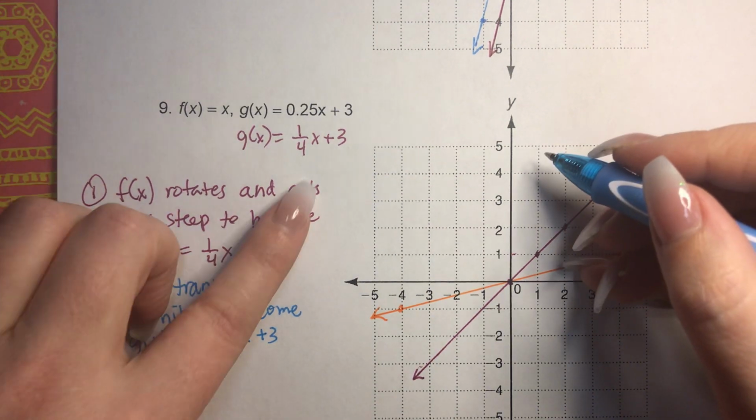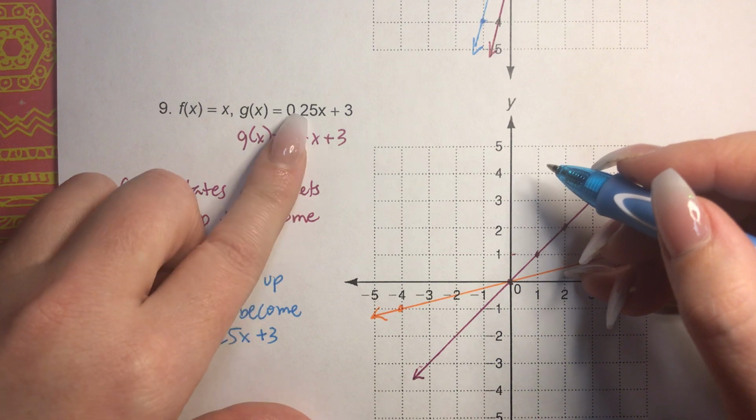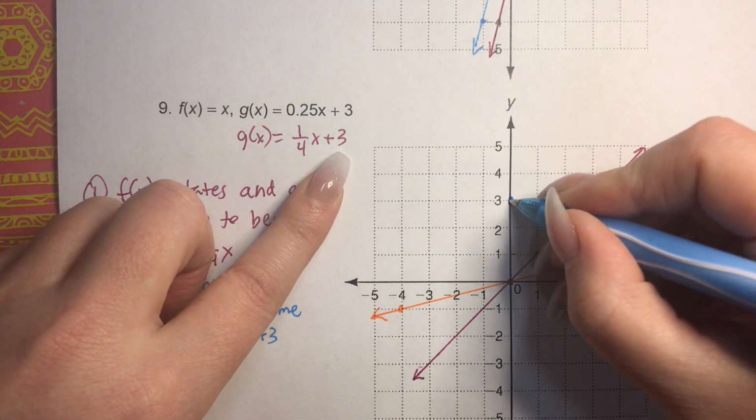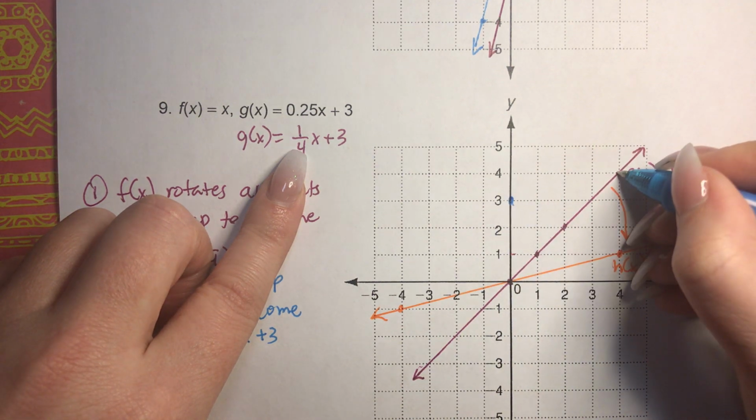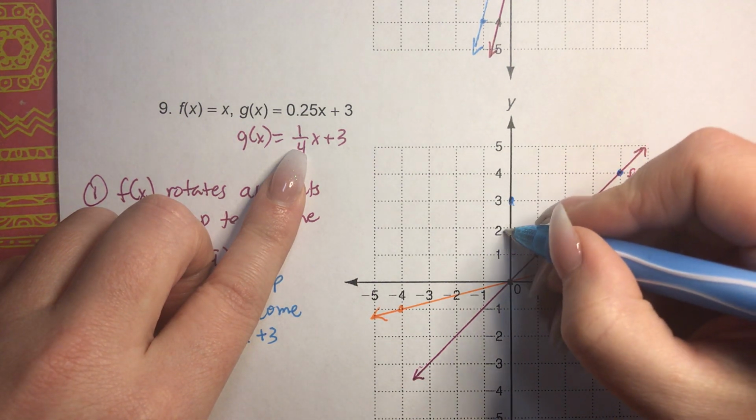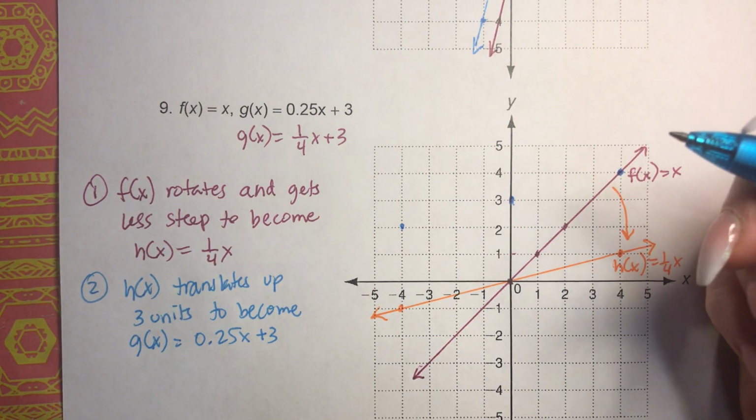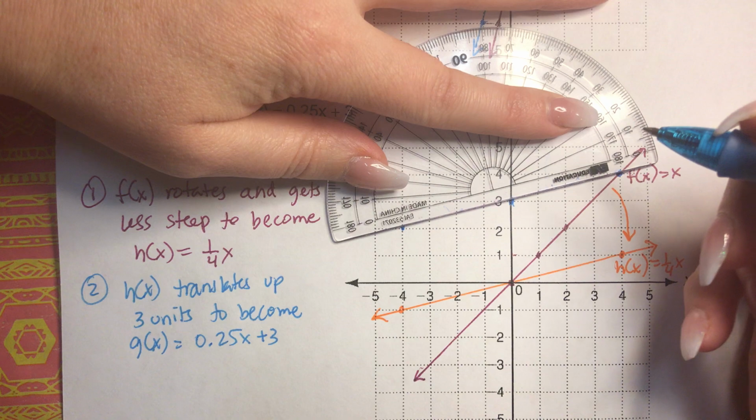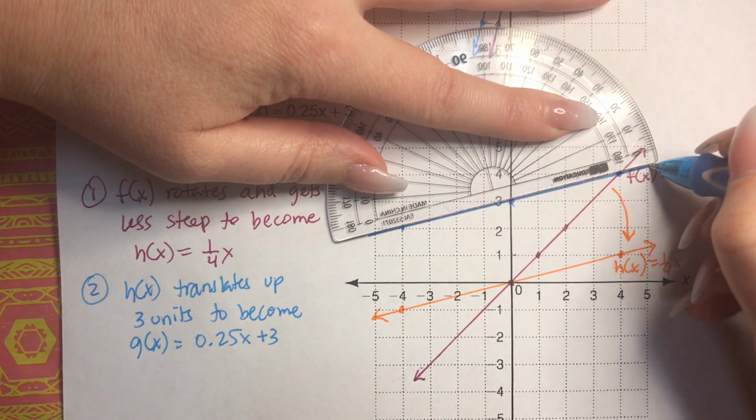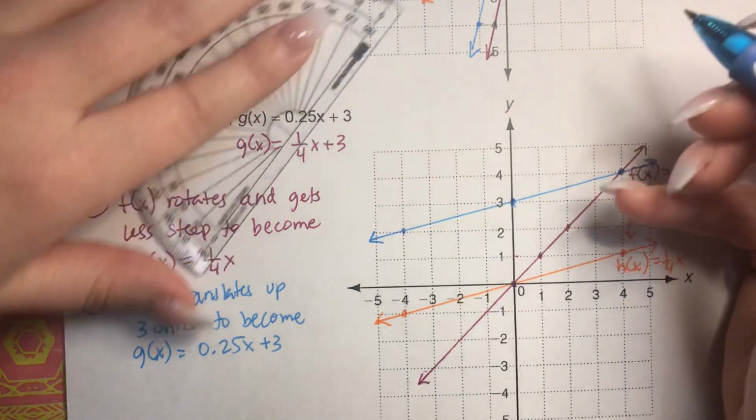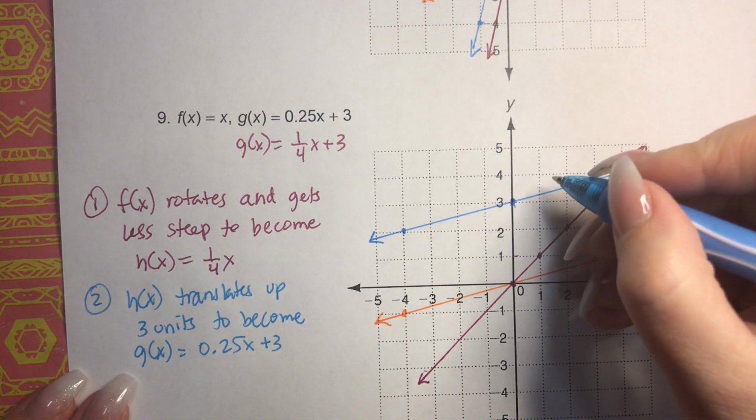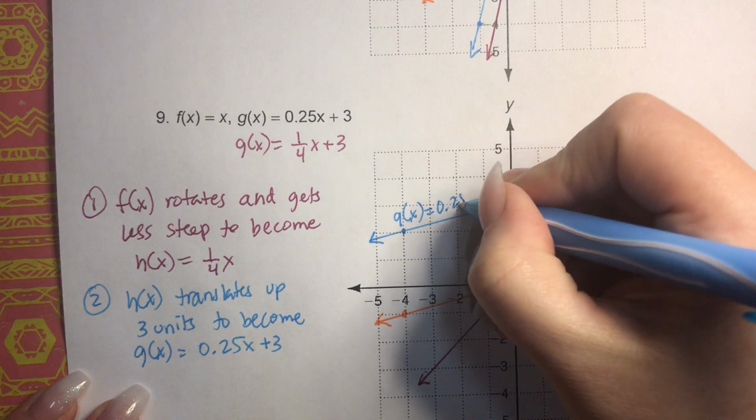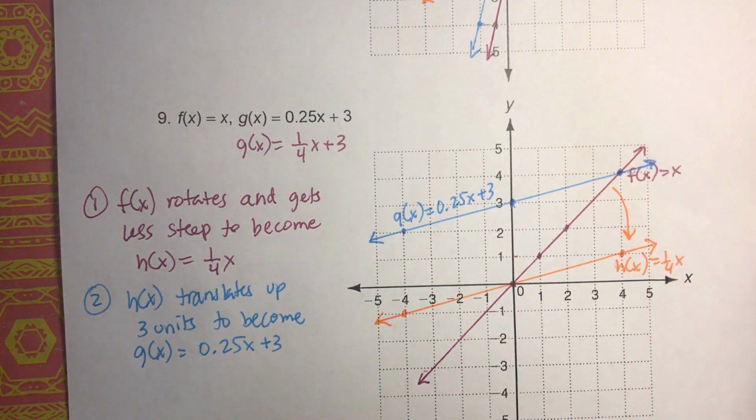But when I graph it, I'm going to use this because graphing with 1/4 is way easier than graphing with a decimal. So the y-intercept is 3, and then up 1/4. And down 1/4. We have it right there. Okay, so that is our g of x. And perfect, there we have it.